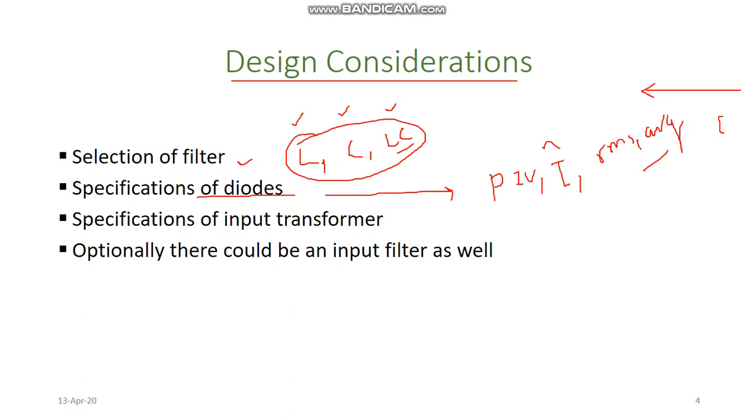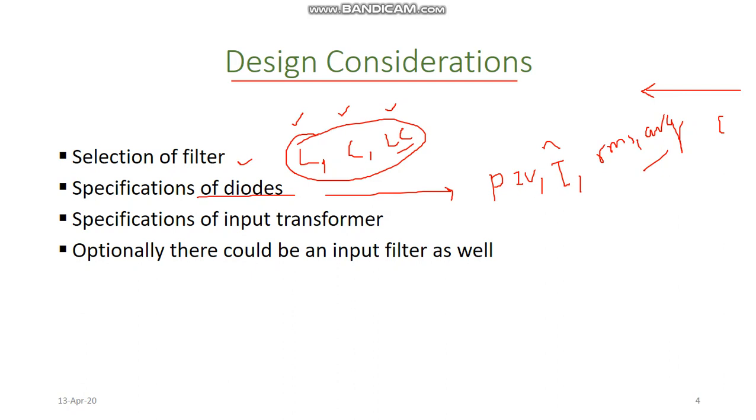Also, we need to consider the fact that either we are given the input transformer or not. If we are given an input transformer, in that case we will have to design the transformer as well. That is the peak value of the current, the voltage, the RMS.